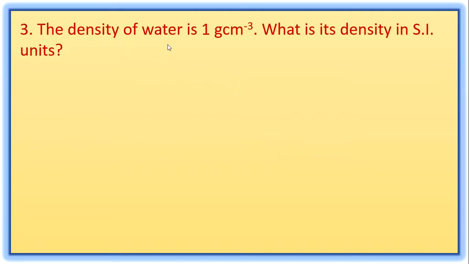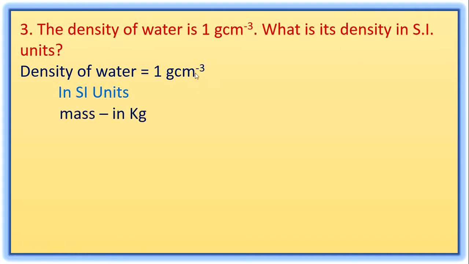Question number 3. The density of water is 1 gram centimeter^-3. What is its density in SI units? Density of water is given as 1 gram centimeter^-3. Now, we can convert this density of water value into SI unit.